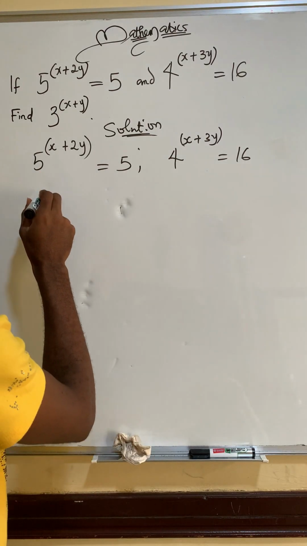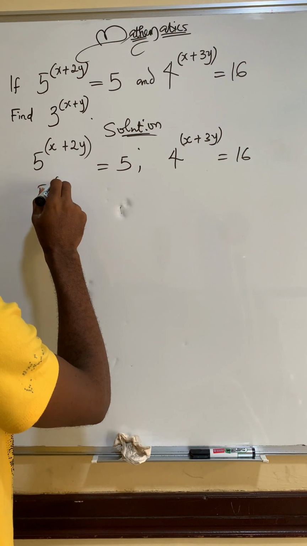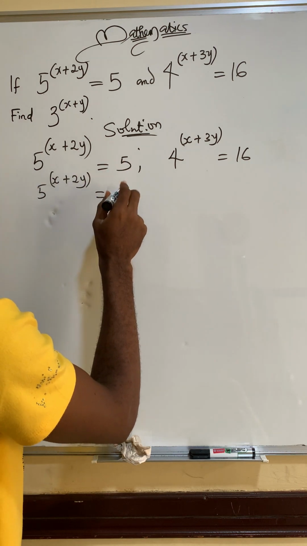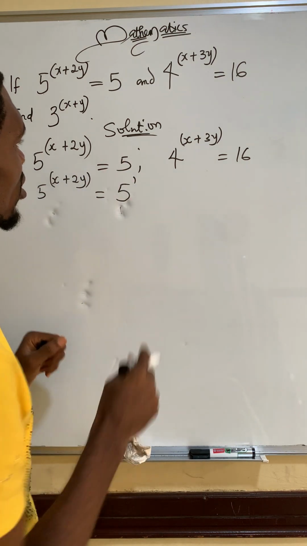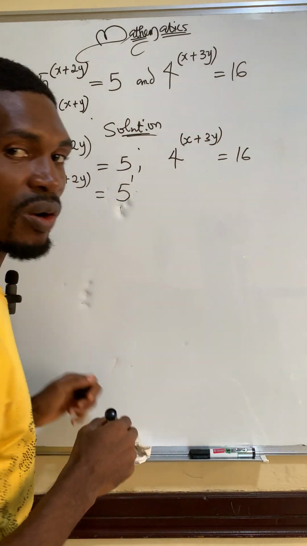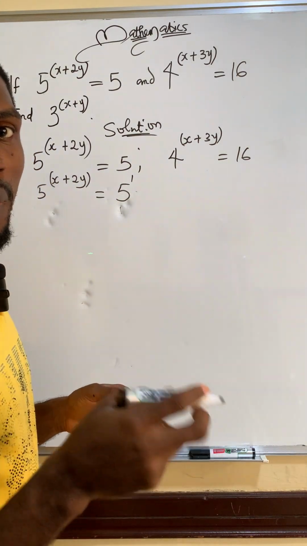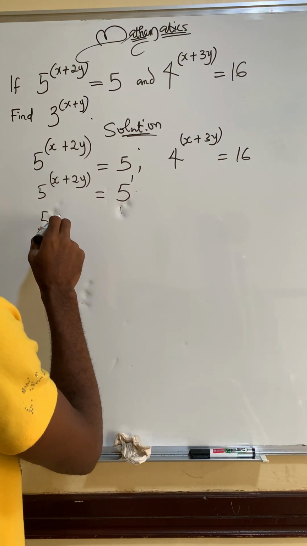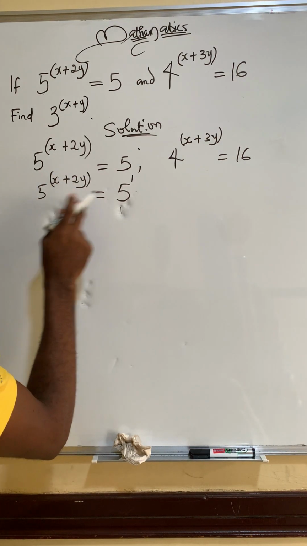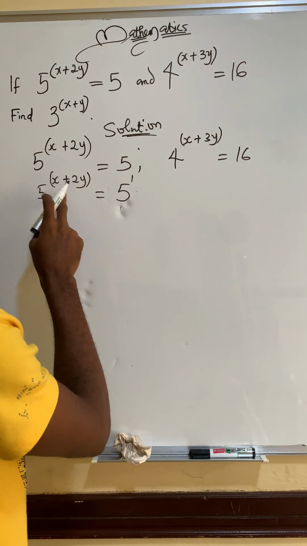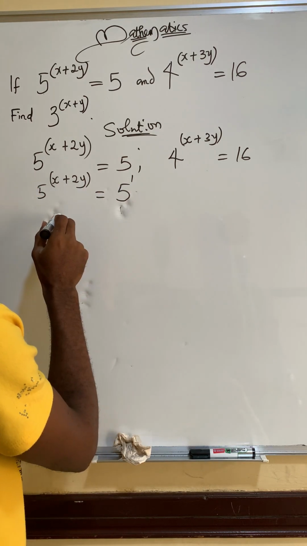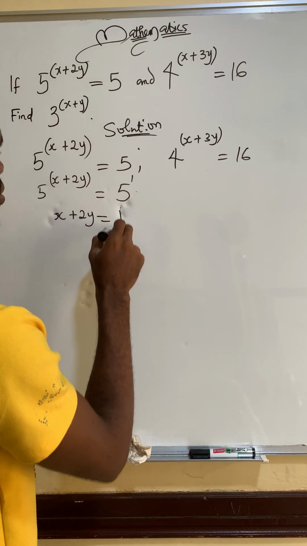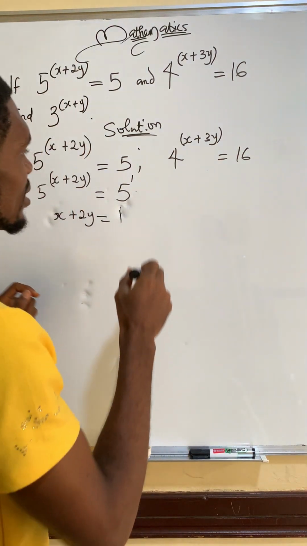So 5 raised to power x plus 2y is equal to this, right? This can also be written as 5 raised to power 1. Reason being that anything raised to power 1 will give you the same value. So since they are the same base, what happens is that we equate the powers. So we have x plus 2y is equal to 1, right?